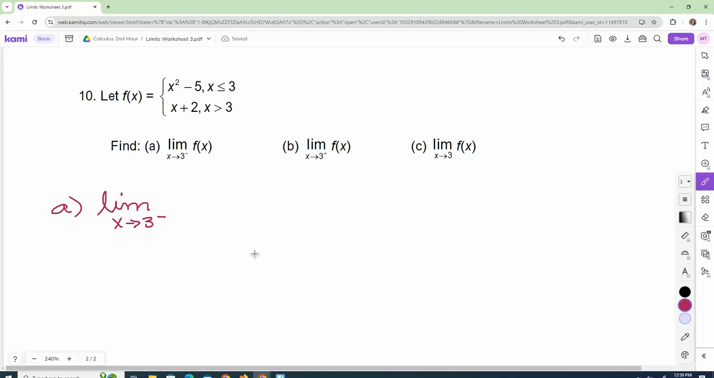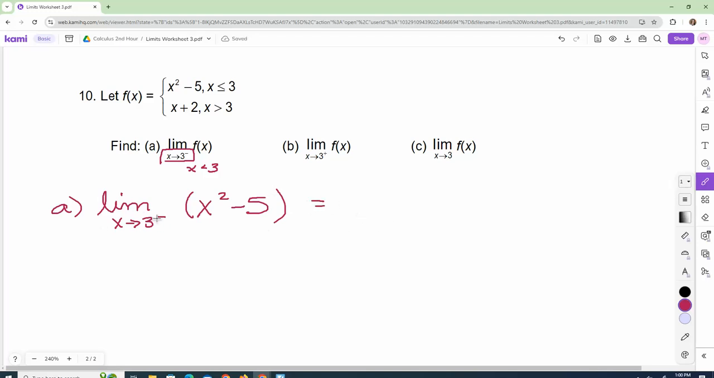So we could do this a couple different ways. We could draw a picture. We've graphed piecewise functions before. I made you draw the graph and evaluate them. We could do it without a graph as well. If you are approaching from the negative side, are you less than 3 or greater than 3? Less than. If x is less than 3, am I on the first piece or the second piece? First piece. So it's the limit as we approach 3 from the left of x squared minus 5.